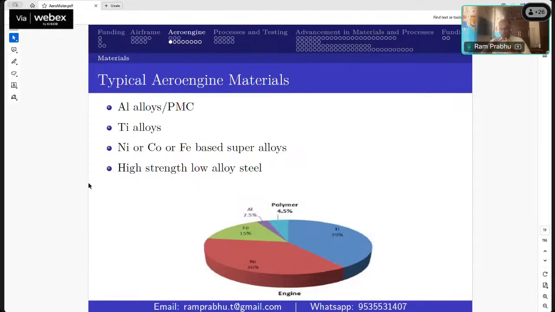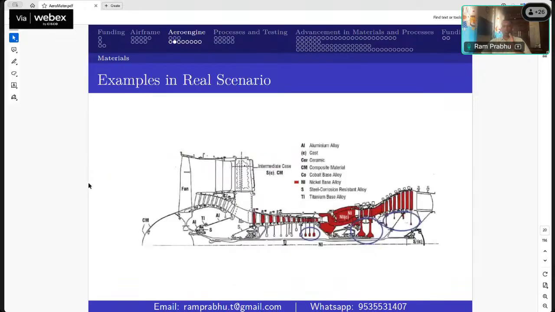So these are the composition of the alloys, the cluster of alloys used in the aero engine. And you can see the percentage of each alloy usage. So the engine is ruled by nickel-based superalloys and titanium alloys, which constitute about 70 to 75%. Just to give an idea, on a cross section of the aero engine, the red color regions are high temperature prone regions where either titanium or superalloys are used.